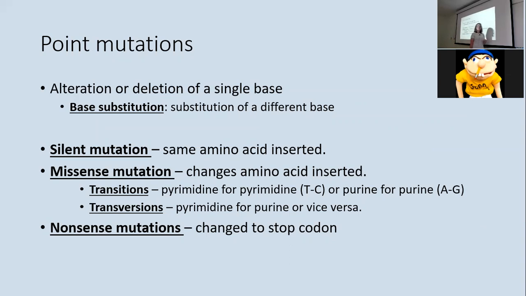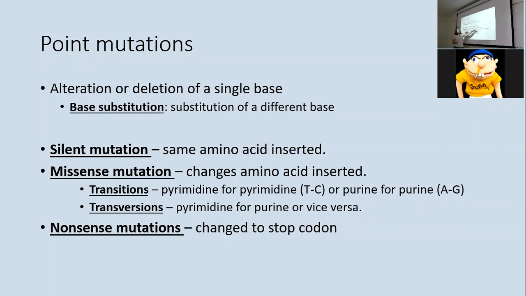These substitutions can be silent, particularly if you mutate the third nucleotide, the one that can be different and you still get the same amino acid. So if you switch out one nucleotide for another but you still get the same amino acid, you're going to get the same protein. That mutation is silent, because there's no outward effect of changing that base.